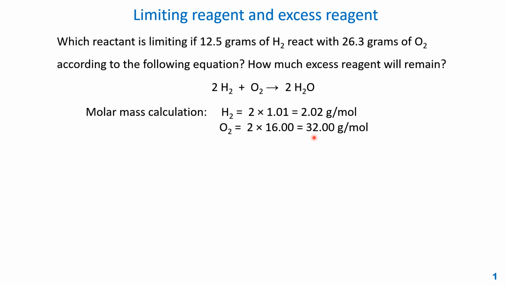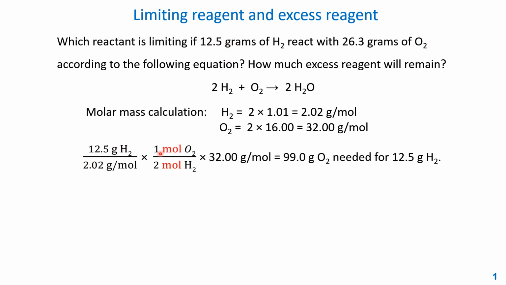mass of oxygen needed for 12.5 grams of hydrogen. So we pretend we don't know how many grams of oxygen, but we will calculate how many grams of oxygen are needed for 12.5 grams of hydrogen. We use mass over molar mass of the hydrogen, and then convert the moles of hydrogen to moles of oxygen, and then multiply by the molar mass of the oxygen. We can calculate that 99.0 grams of oxygen is required for 12.5 grams of hydrogen in this reaction.